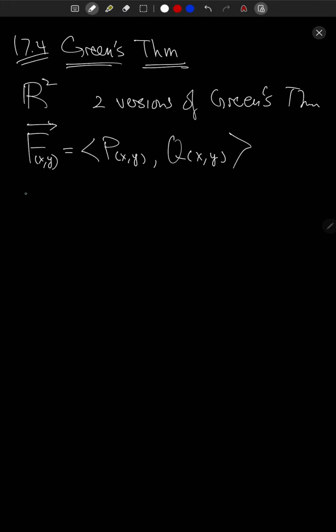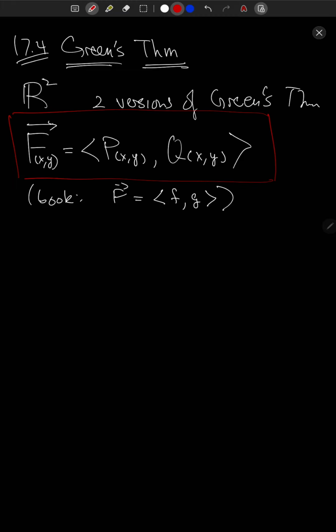Our book uses F equals little f comma little g, but the reality is that if you pick up almost any other calculus book, they'll use P and Q. It's almost even standardized at this point. So I'm going to use P and Q. I don't know why our book uses F and little f and little g, because it's super not standard.